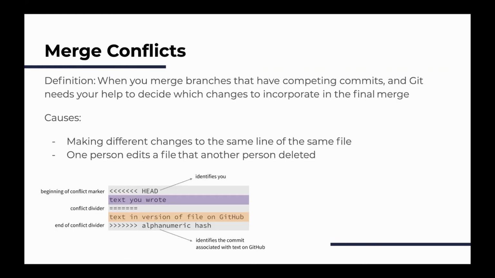Now I'm going to be going over merge conflicts. This is when you merge two branches that have competing commits and Git needs your help to decide which changes to incorporate into the final merge. This can be caused by making two different changes to the same line of the same file, or when one person edits a file and another person deletes it. In these cases, Git cannot resolve the conflicts itself, and they require developers' help. That's what we're going to be talking about next.